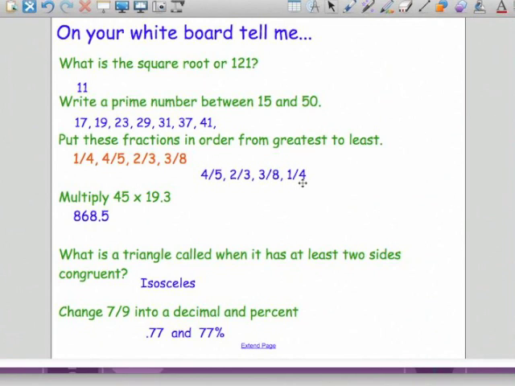Lots of times when I'm putting the fractions in order from least to greatest or greatest to least, either one, I like to picture it in my head and consider, is it more than a half? Is it closer to a whole or less than a half? And that helps me to order those. Hopefully you practice some multiplication here. This is isosceles triangle. And here are your decimals and percents.